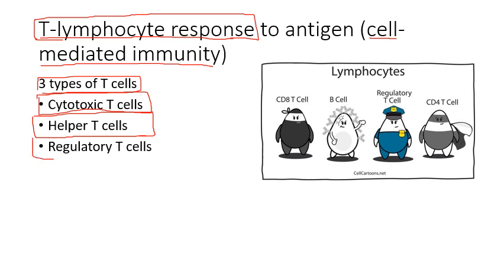And then the regulatory T cells help keep the immune system in check, making sure it doesn't go overboard and so forth. We're going to look at these two and their activation, and their effects on the immune response.